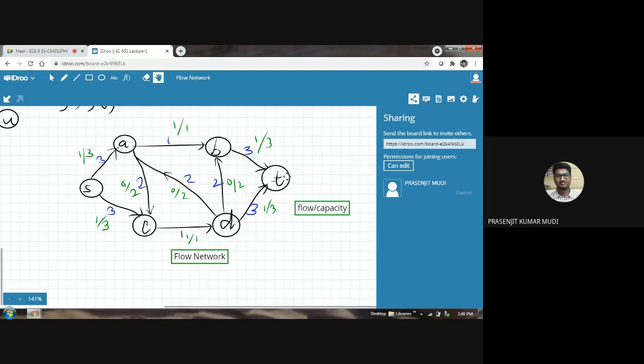S is the source vertex and T is the destination vertex. Or sometimes in graph theory, S is called the source, only source, and T is called the sink.